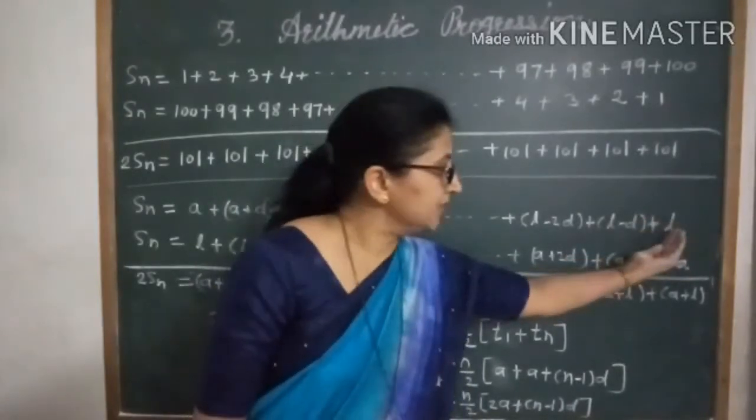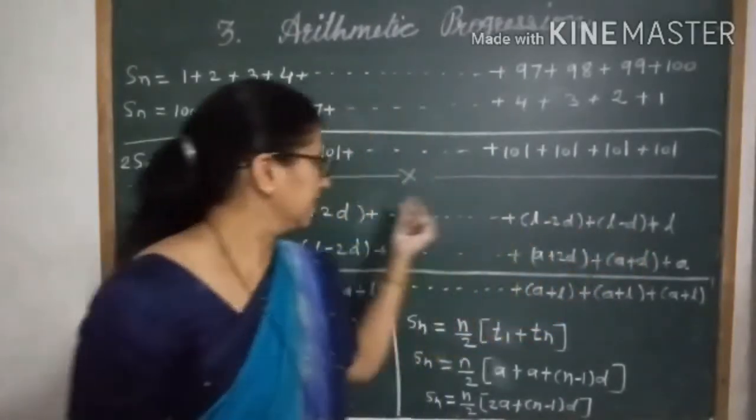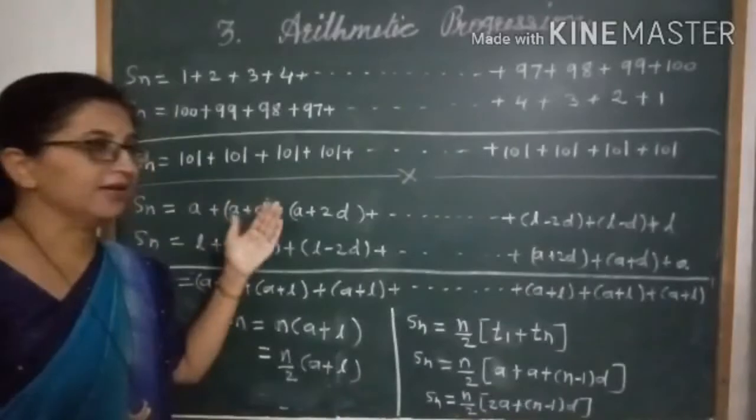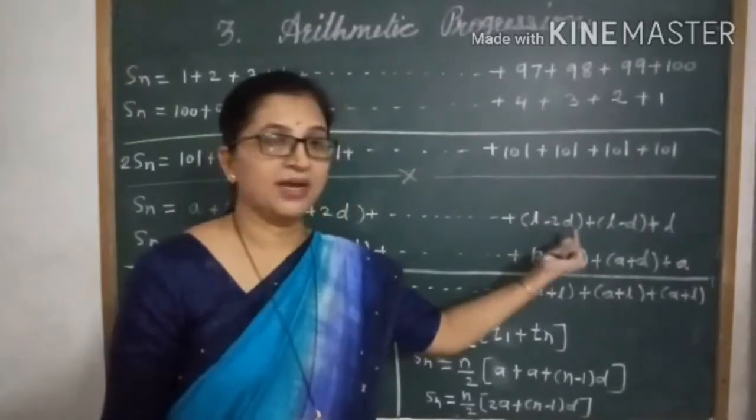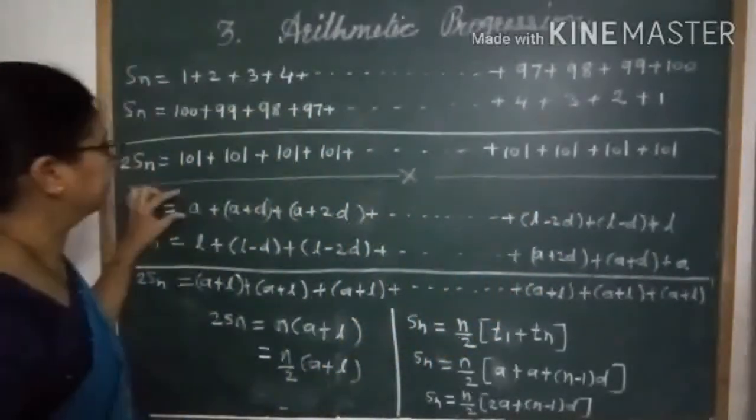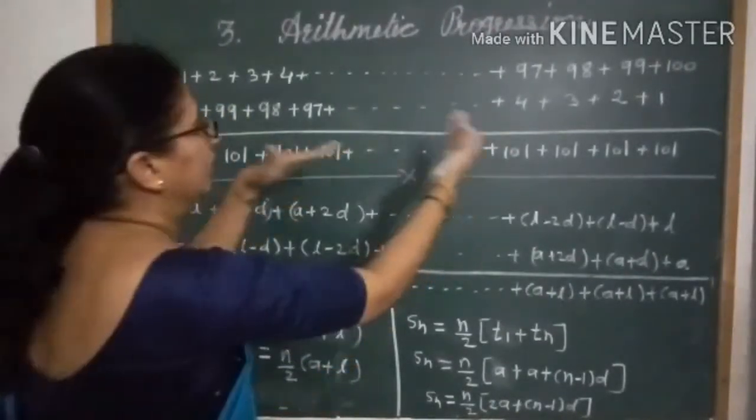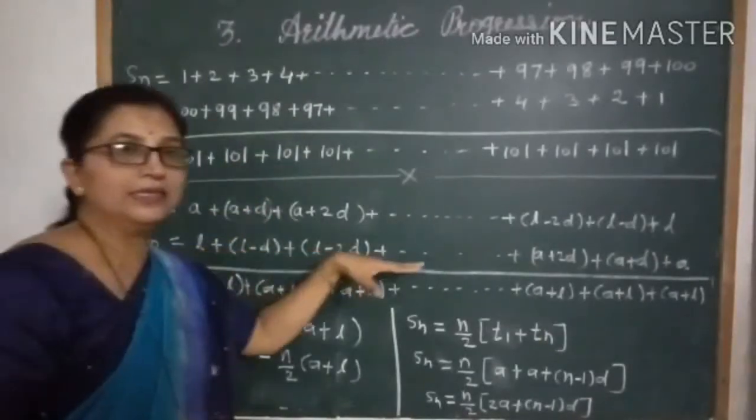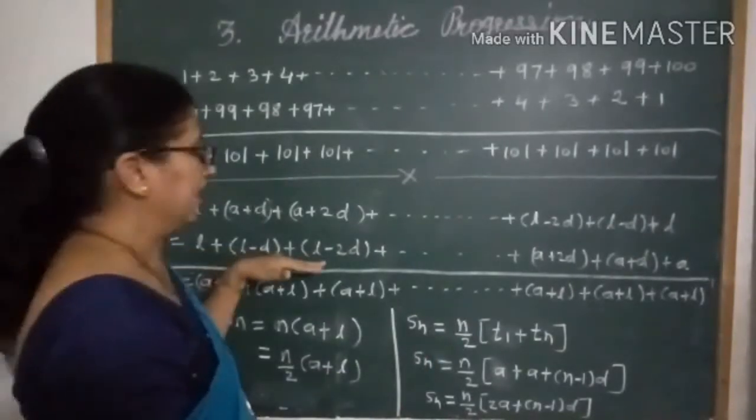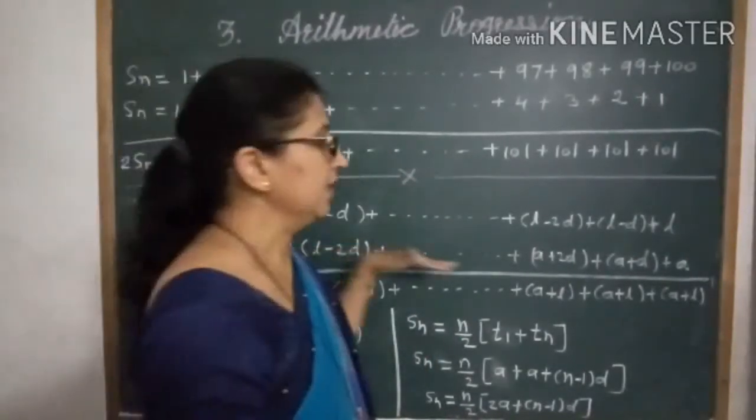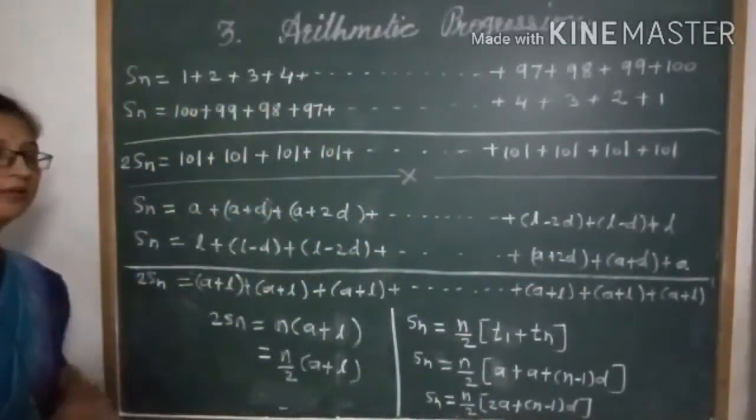So preceding this, L will be L minus D. Whatever the common difference is, at the start it will add, and if we go in reverse then we have to subtract D, then before that L minus 2D. So it is in the form of 1 plus 2 plus 3 up to 100. Then just as we added in reverse, we'll add it in reverse: L, then L minus D, then L minus 2D, and so on, up to A plus 2D, A plus D, A. Now let's add both sequences.